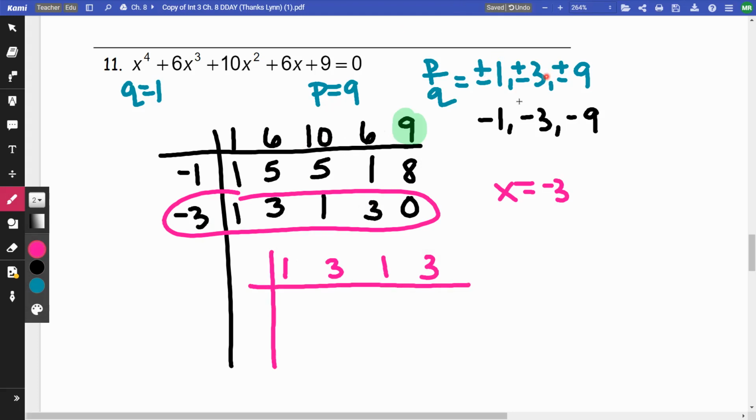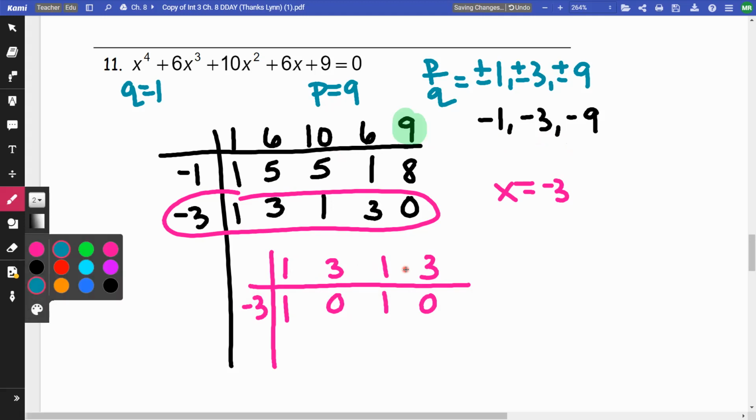I'm not going to try my positives because, again, if they didn't work at the beginning, they're not going to work now. And these are all positives anyways. -1 didn't work before. It's not going to work now. I'm going to try -3 because sometimes you can get a double. And looking at these numbers, I'm thinking -3 might work. So I'm going to bring down 1. 1 times -3 is -3. I add it to 3, I get 0. 0 times -3 is 0. I add it to 1, I get 1. 1 times -3 is -3. I add it to 3, I get 0.